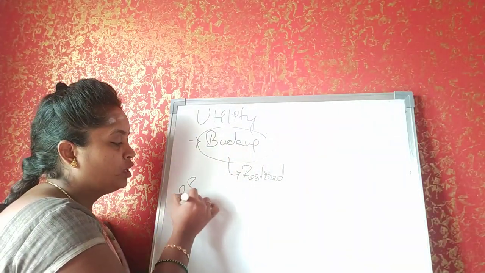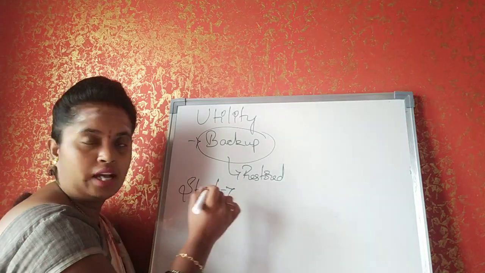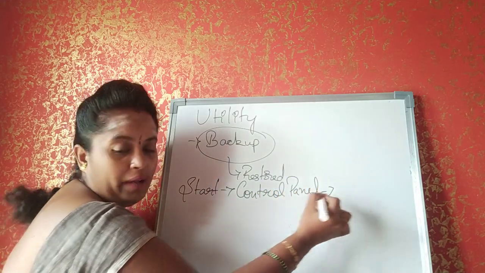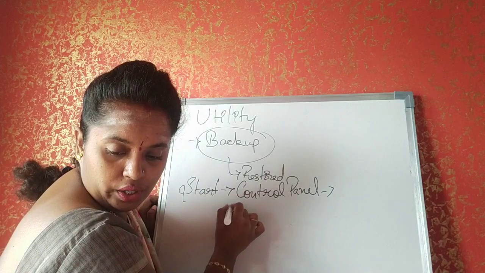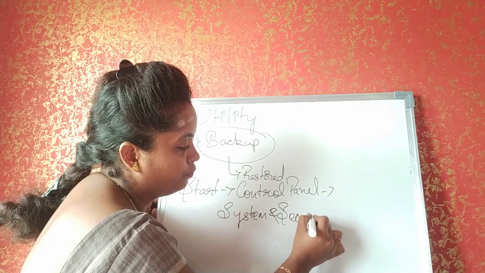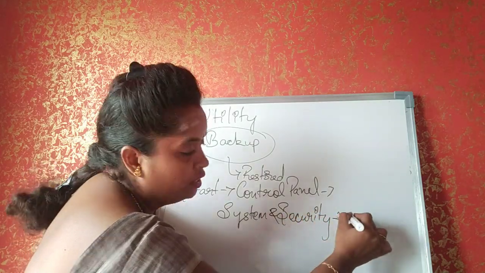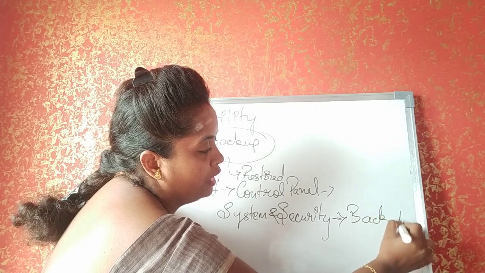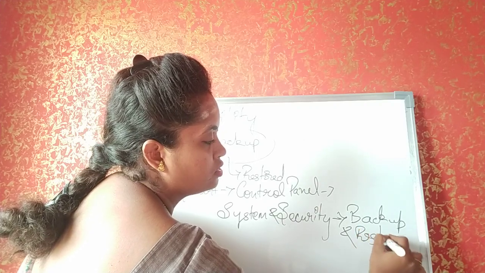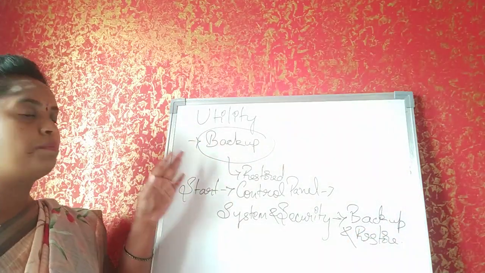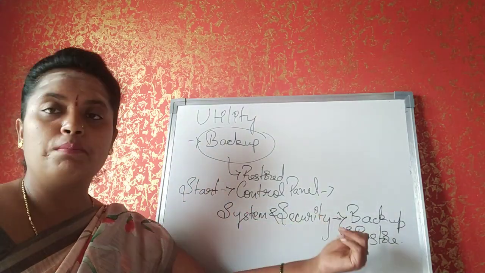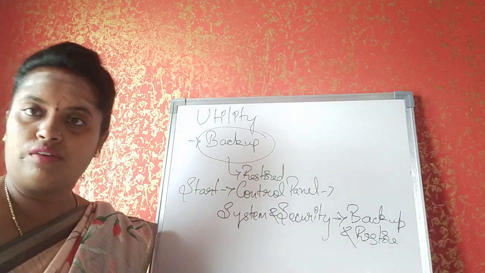How are we supposed to go? Click on start, control panel, then system and security. Click on system and security. Then backup and restore, I think. Yes, backup and restore. Okay, children, so how do you go to the backup utility? Click on start, click on control panel, system and security, backup and restore. Fine.